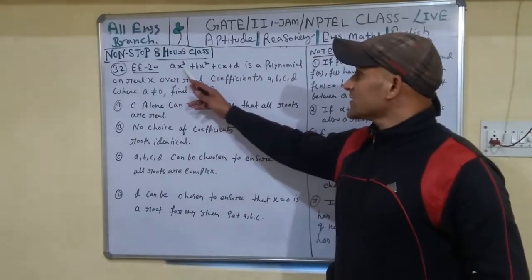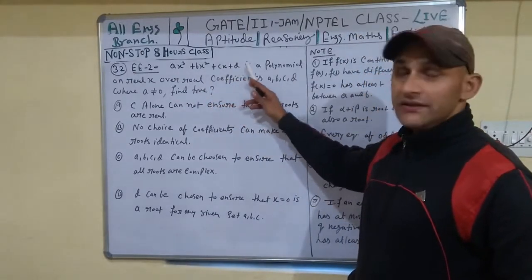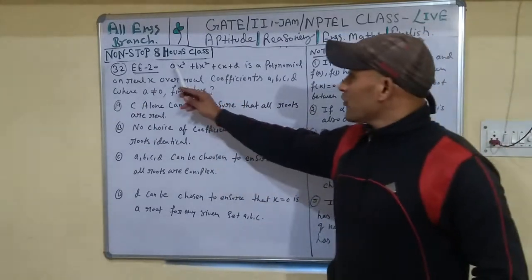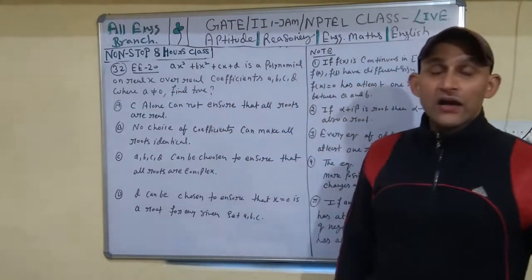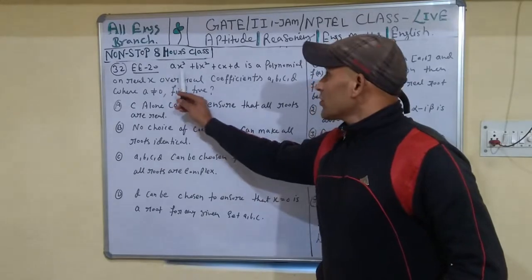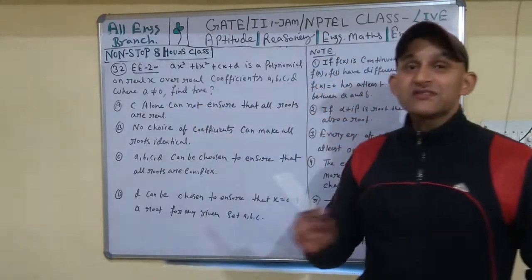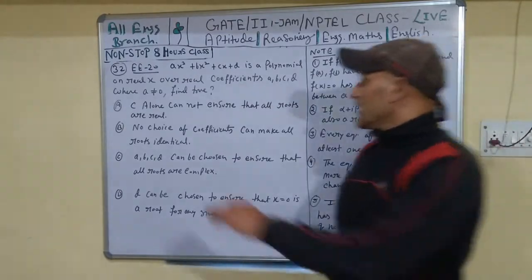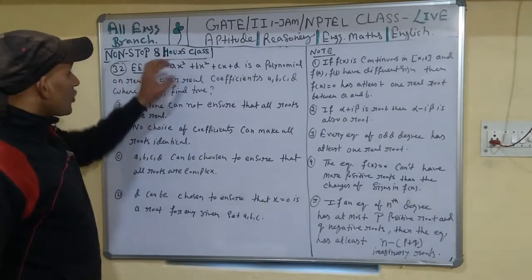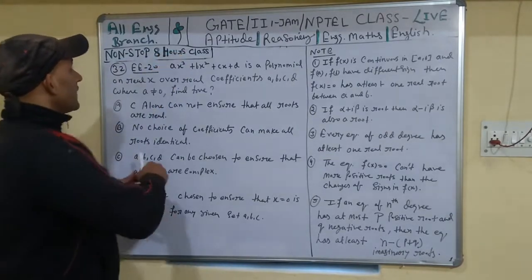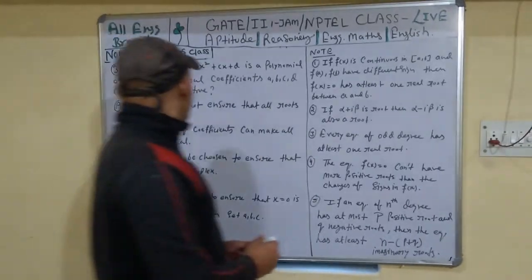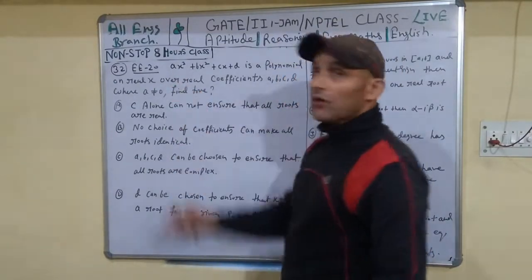The question is: ax cube plus bx square plus cx plus d is a polynomial on real x over real coefficients. Real coefficients means a, b, c, d all belong to real numbers, where a is not equal to 0. It means this is not a monic polynomial; if a is equal to 1, then this is a monic polynomial. If a is not equal to 0, the degree of such a polynomial is 3. So there are a total of 3 roots.